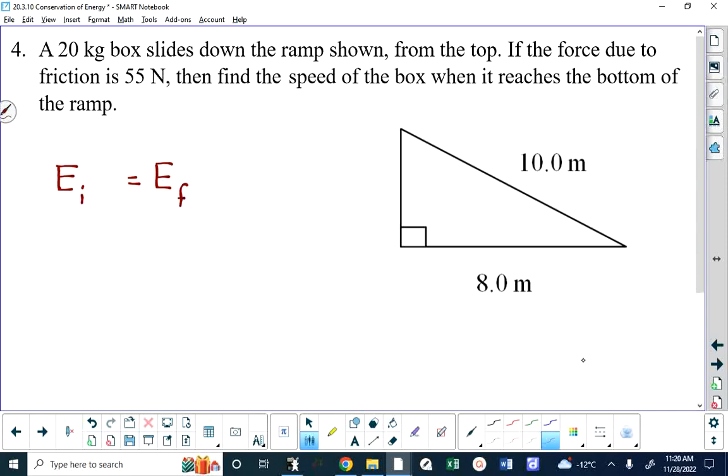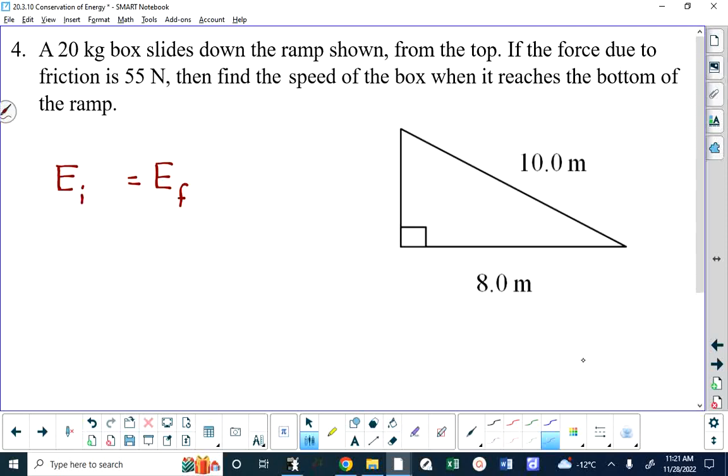Now, I want to make a real important point here. I haven't lost my head. Well, that's maybe a different question. I'm not saying mechanical energy is conserved. I'm saying energy is conserved.